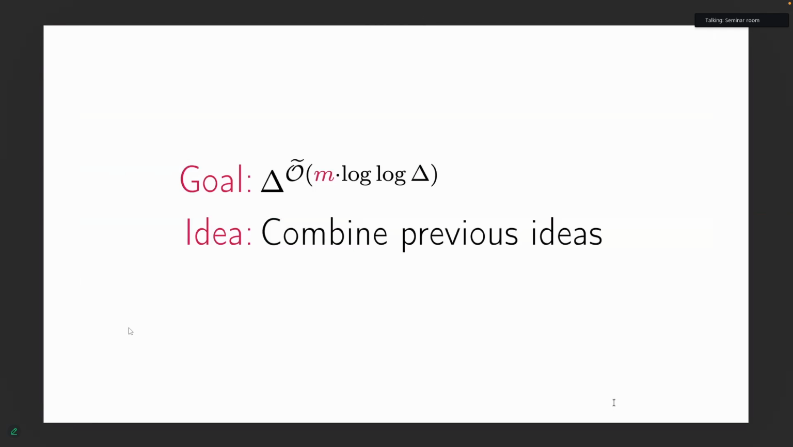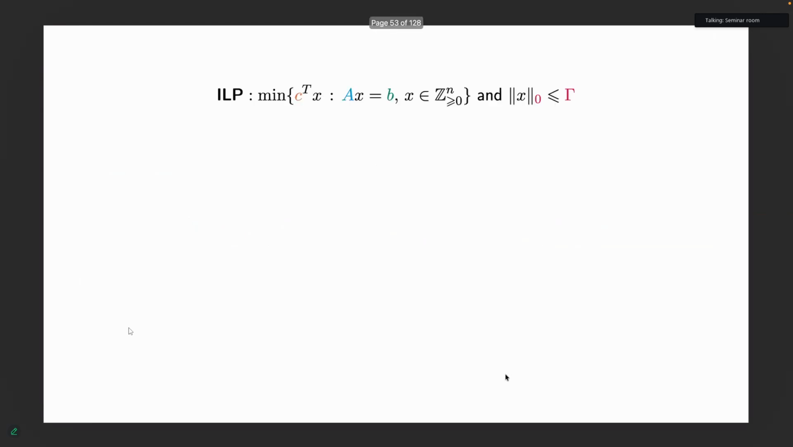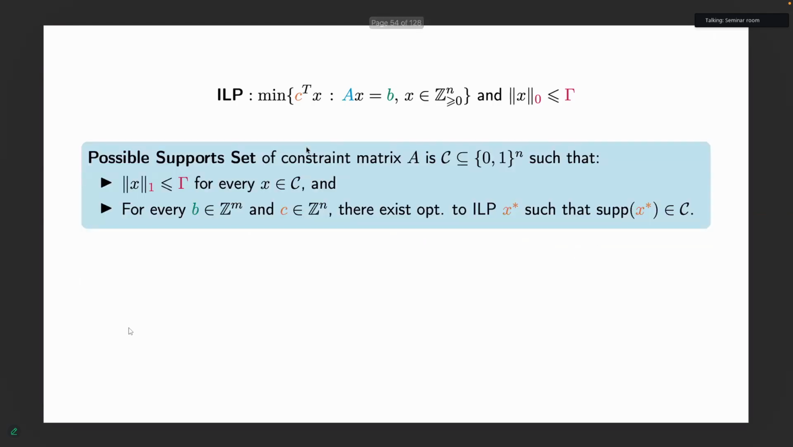Just ILPs. So now I will tell you how to improve this m-square factor. And as I told you, that was the only idea that we had. Now we just cleverly combined previous ideas. So that's what you want to have. You have to solve this ILP.